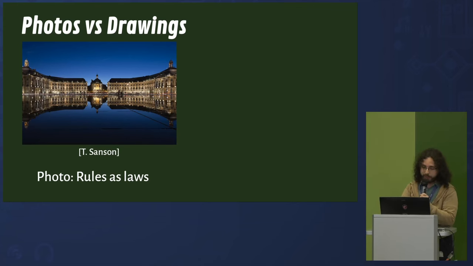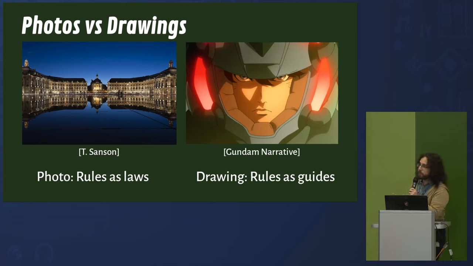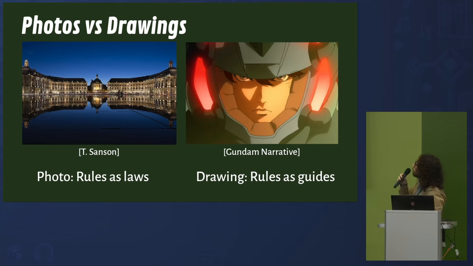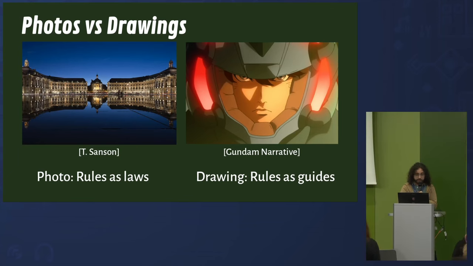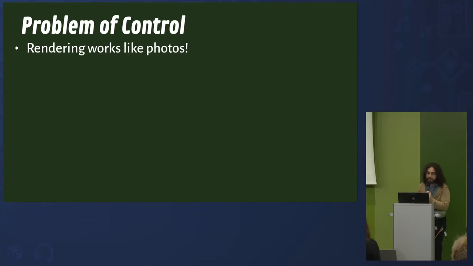But when you do drawings, you also use the laws of physics, but as guidelines instead. So for instance, here on this image from Ugandan narrative, the light on Jonah's face is not coherent with the light on his helmet, and there's even some lights that are ignored. So you can actually change that locally. So the problem then is that rendering actually works like photos. You program in the rules and then you have the results. So how can we bridge that?